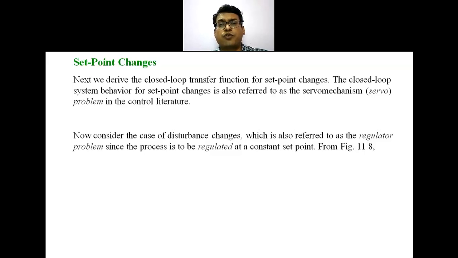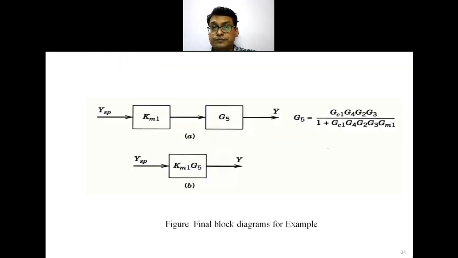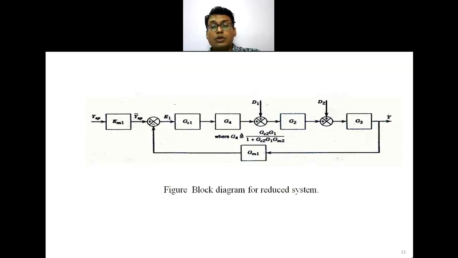The closed loop transfer function for a set point change. The closed loop system behavior for a set point change is also referred to as the servo mechanism problem in the control system. So the control variable with a change in the set point, that is known as your servo mechanism problem. Now in this servo mechanism problem, what happens to a load variable U? Only in case of a servo mechanism, it is dealing with the set point. It is not talking about the U or the D1 load variables.